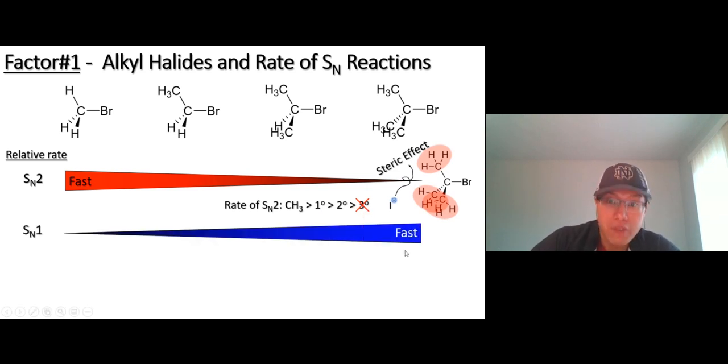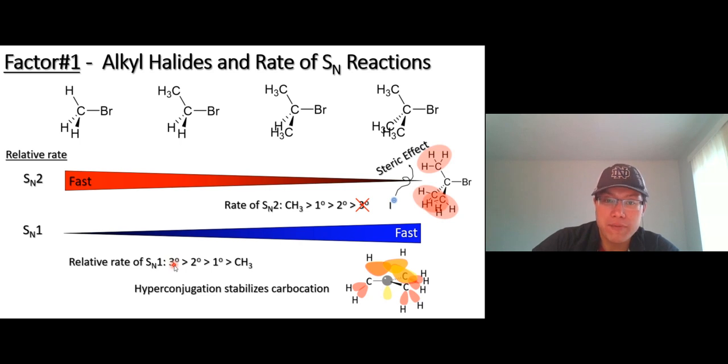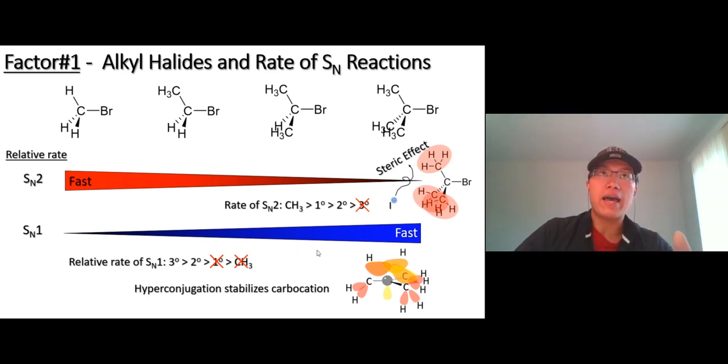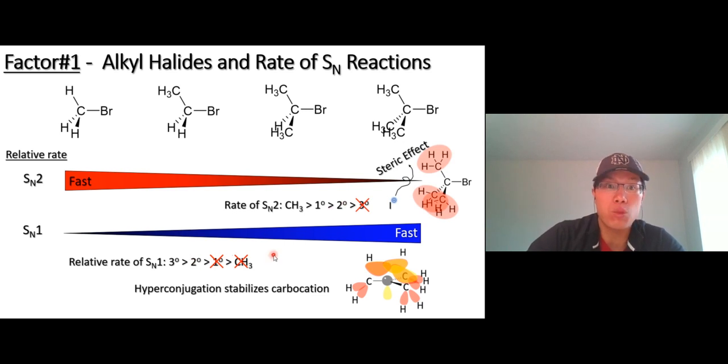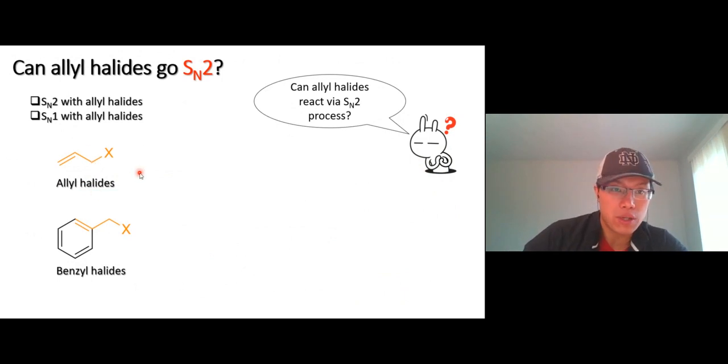For an SN1 reaction, it's reversed, because the bigger and more substituted the carbon, the higher the degree of hyperconjugation. Like tertiary, the three methyl groups help stabilize the carbocation in the middle. The relative rate goes tertiary, followed by secondary, primary, and methyl. Methyl never does an SN1 reaction. Basically, if you look at the structure of an alkyl halide, you should be able to predict if it goes SN1 or SN2, unless you start with a secondary. Secondary can go both ways.